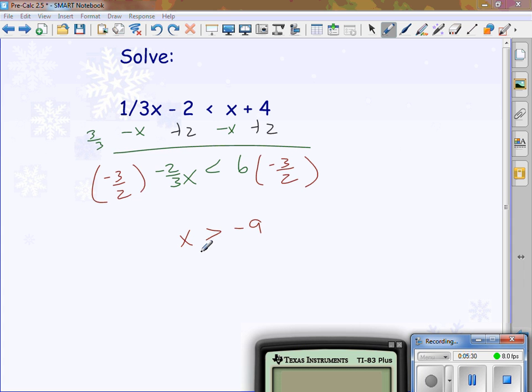So I need to write this in interval notation. Is this bounded or unbounded? Unbounded. Is it greater than or less than? Greater than. So how do I write it? Negative 9 comma infinity. Infinity is always parenthesis, and that's going to be parenthesis. That's my answer. This is what I'm looking for.